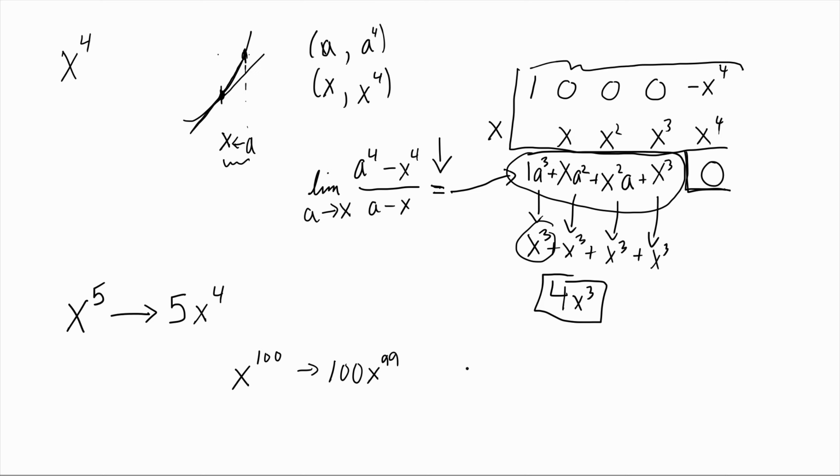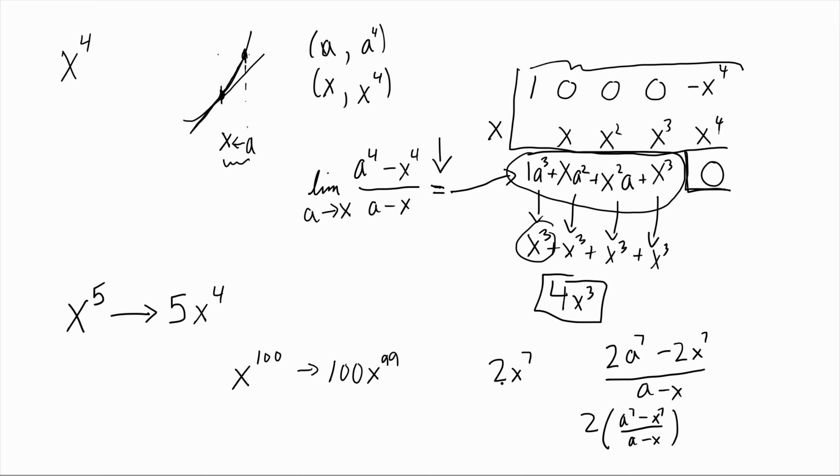Now, what if we had something like 2x to the 7th? How would we work that? Well, keep in mind that when you do our limit here, in our calculation, we'd have something like this: 2a to the 7th minus 2x to the 7th, all over a minus x, and we're taking a limit of this. Notice we could actually factor the 2 out, and then we're just making a similar computation to what we had before and taking a limit. So it's just 2 times what we would get.